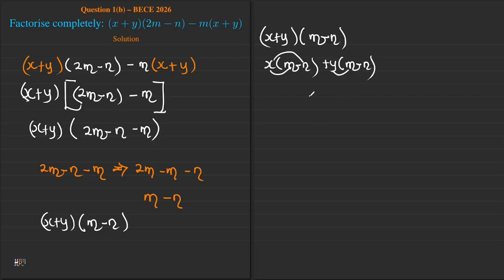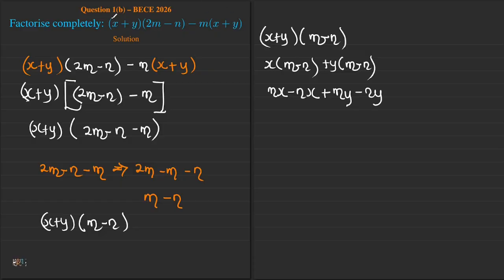You see? So with that, we have our x times m, which gives us mx. Then x times negative n gives us negative nx. Then y times m would also give us my. And then y times negative n gives us negative ny. Is there anything to group? There's actually nothing to group. This is our final answer.